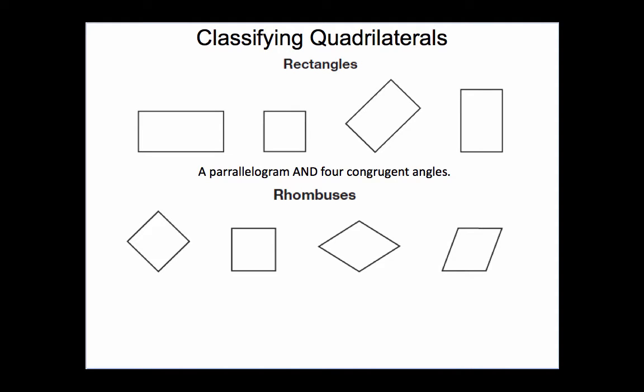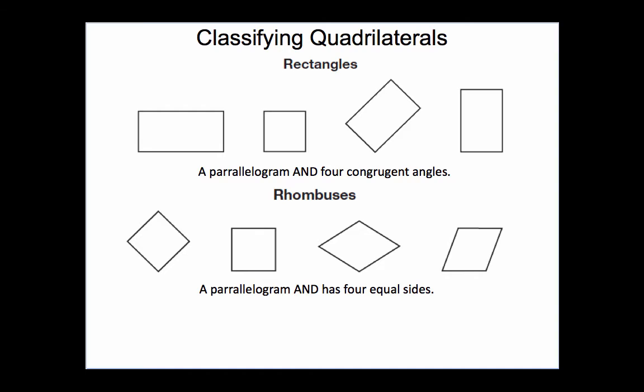The other group under parallelograms are the rhombuses. Notice these rhombuses. They have 2 pairs of parallel sides, as do all parallelograms. So that makes them a parallelogram, and all 4 of their sides are equal length.